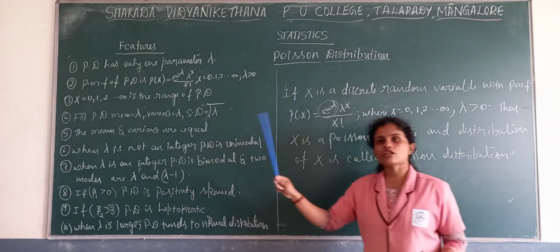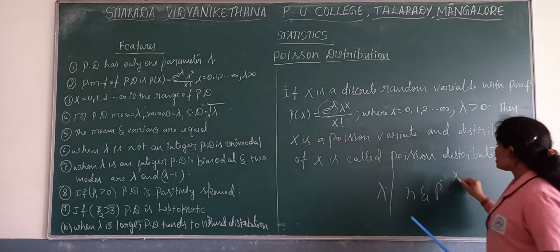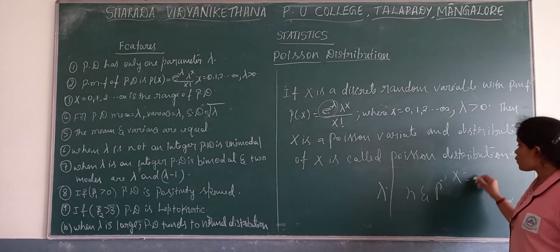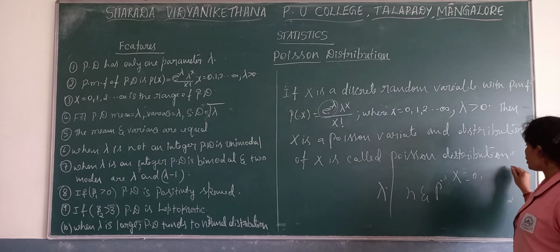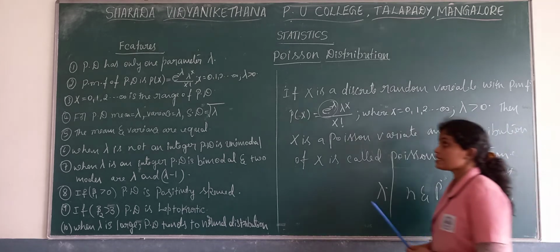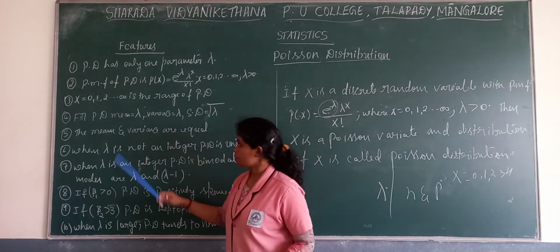What is the range in binomial distribution? There it is till n, what n value is given in the problem? 0 to, for example, if n is 4, 1, 2, 3, 4, it is the range. But here it is till infinity.